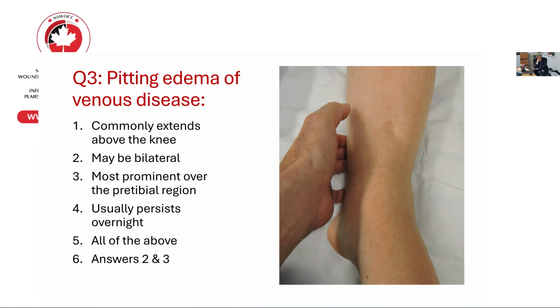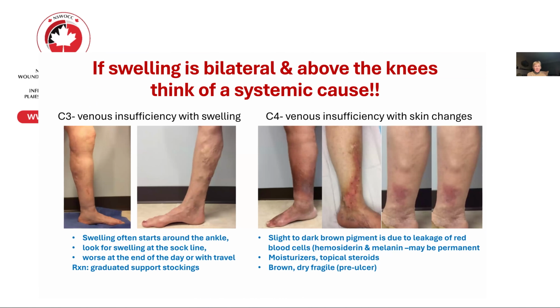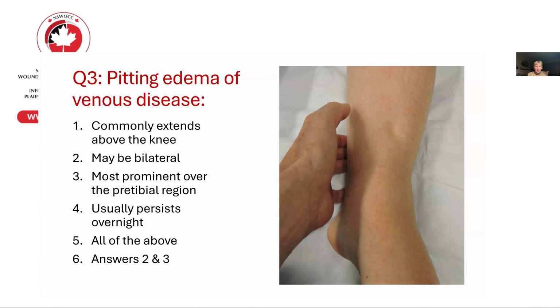Next slide. Can I just comment, Dr. Sibbald, that I think that's one of the good questions for you to ask your patients. You're more likely to think of a systemic disease if it persists overnight. So you would want to ask more questions about that.